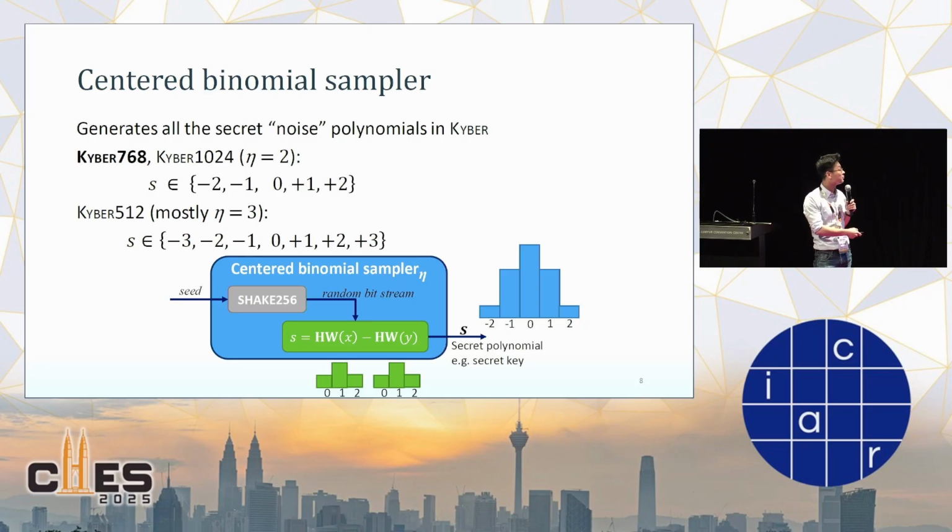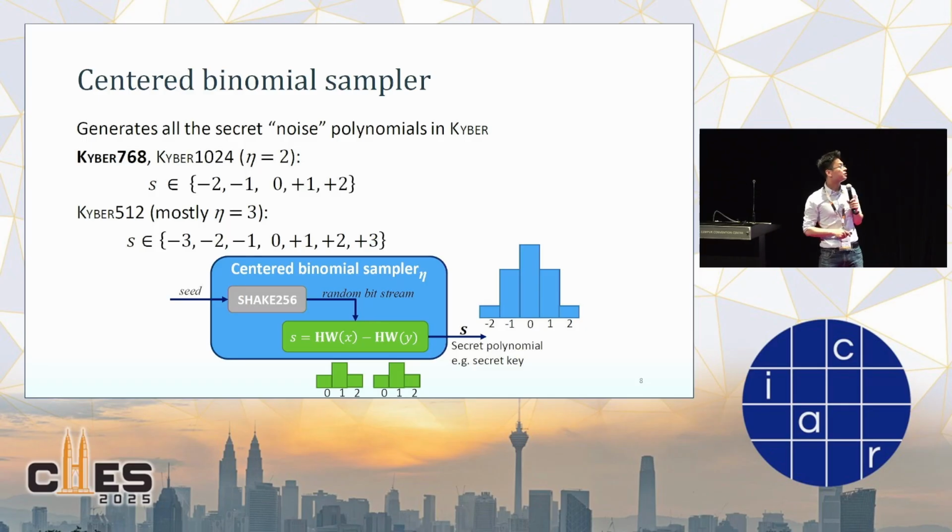So the bottom figure here shows how this centered binomial sampler works. It first takes in a random seed as input and uses SHAKE256 to expand it into some random bit stream. And then the actual sampling procedure takes 2 values, x and y, and subtracts their Hamming weights to get the binomially distributed coefficient s as the secret polynomial output.